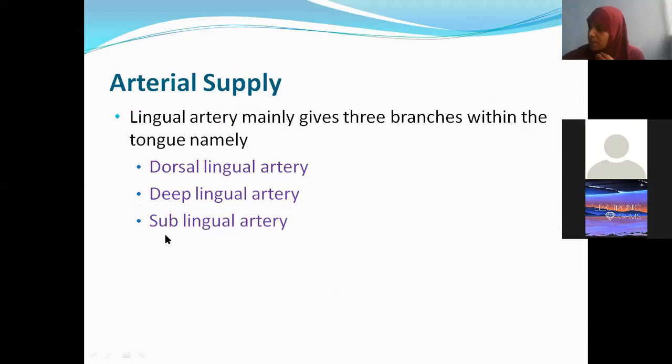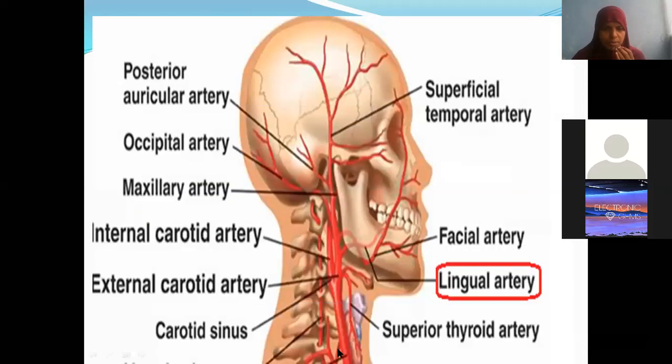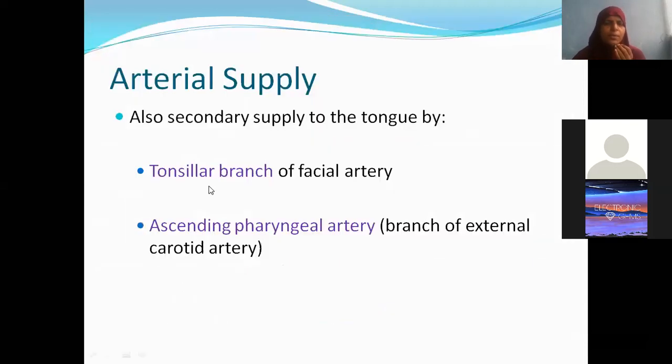The further branches we have here are the dorsal lingual artery, deep lingual artery, and sublingual artery. So this is the common carotid dividing into external and internal carotid. Then the secondary supply, apart from the lingual artery: we also have the facial artery through tonsillar branches. The ascending pharyngeal artery also gives blood supply to the tongue.